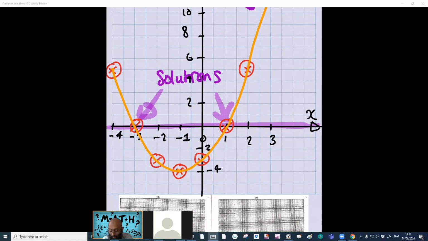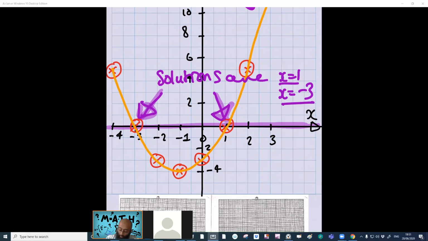So what are the solutions then? 0, 1, and 0, minus 3. So for the solution, you only need to give just the x values. So we should say x equals 1, which is this one here. And what's the other one going to be? x equals minus 3. There you go. So you have two solutions: x equals 1 and x equals minus 3.